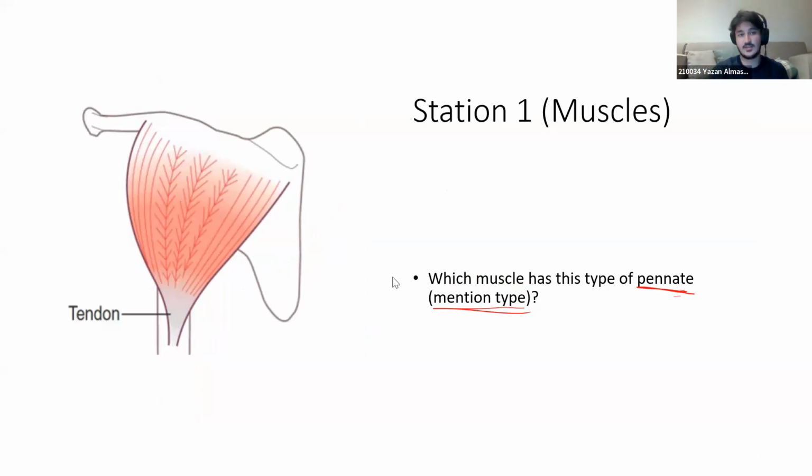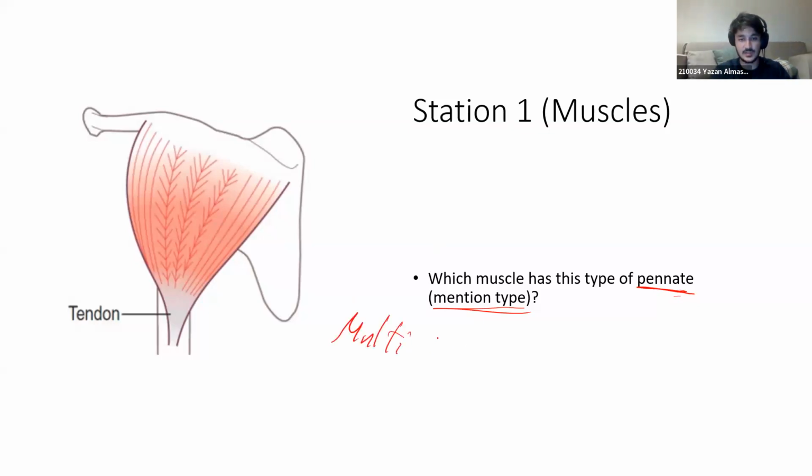Can I point out something that's really, really important for OSPE? Never, ever answer the first part of the question without the second part, because they will grade you down for this. Even though you know the information, you have to answer both parts. Make sure to read. I've done this multiple times, and I was so sad after the exam because I knew the answer, but I forgot to read the rest of the question. So just make sure to answer the question fully, especially in the exam. So the answer is multipennate.